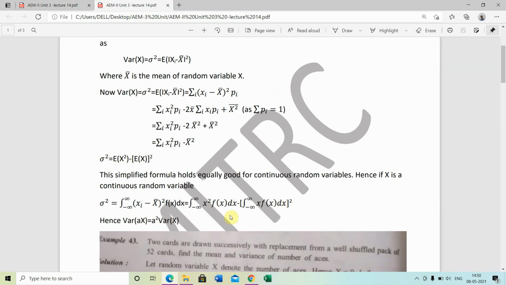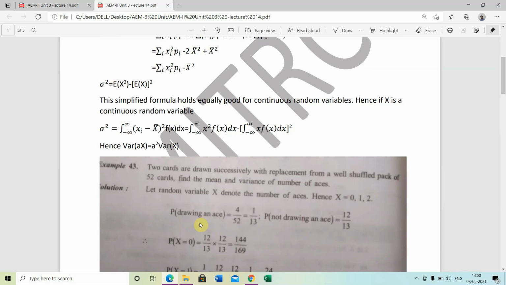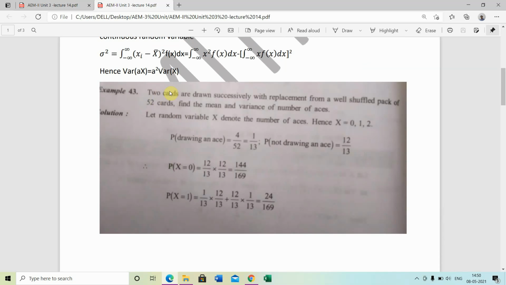minus the whole square of integration minus infinity to plus infinity x f(x) dx. Now the first question: two cards are drawn successively with replacement from a well shuffled pack of 52 cards. Find the mean and variance of the number of aces. Here the random variable X denotes the number of aces.